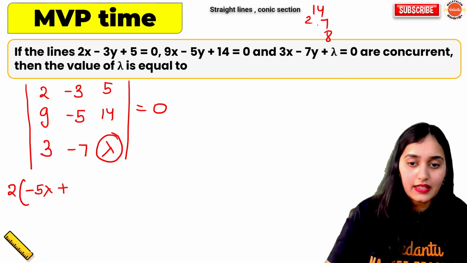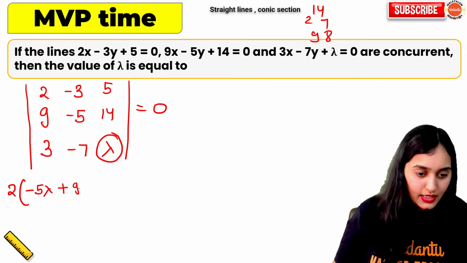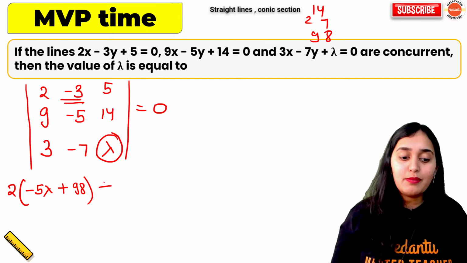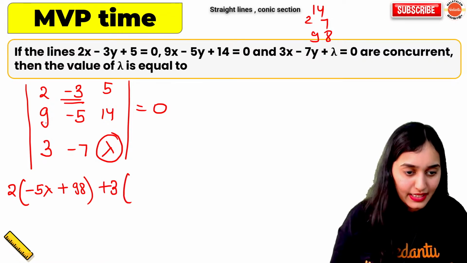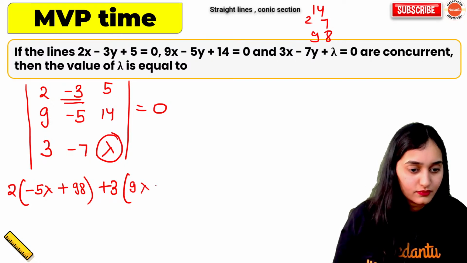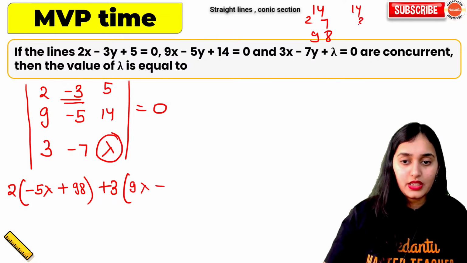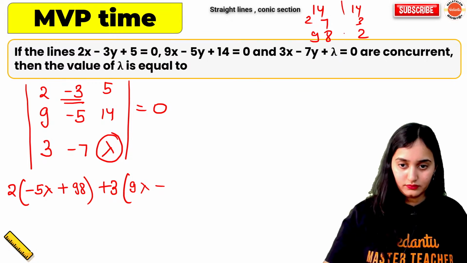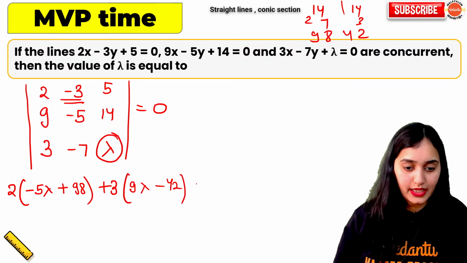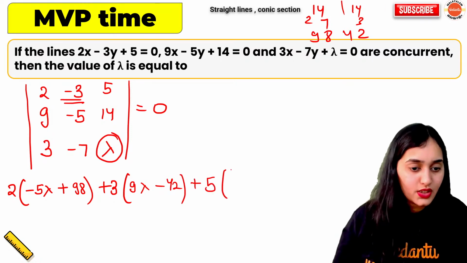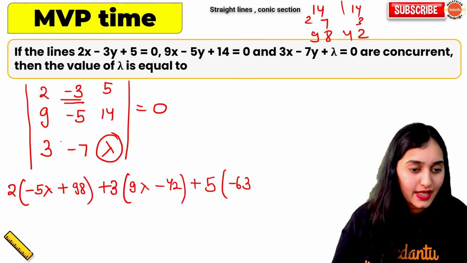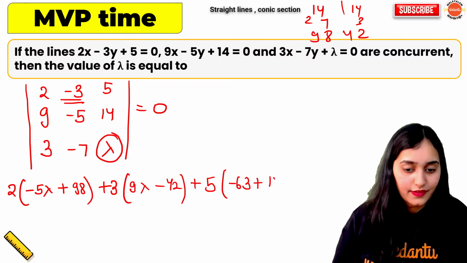So 2 into minus 5 lambda plus 14 into 7. 7 4s are 28, 7 8s are 56, 98. Okay. Then minus of minus 3 will be plus 3, plus 3 into 9 lambda, minus 14 into 3, 42. Then plus 5 into minus 63 and plus 15.